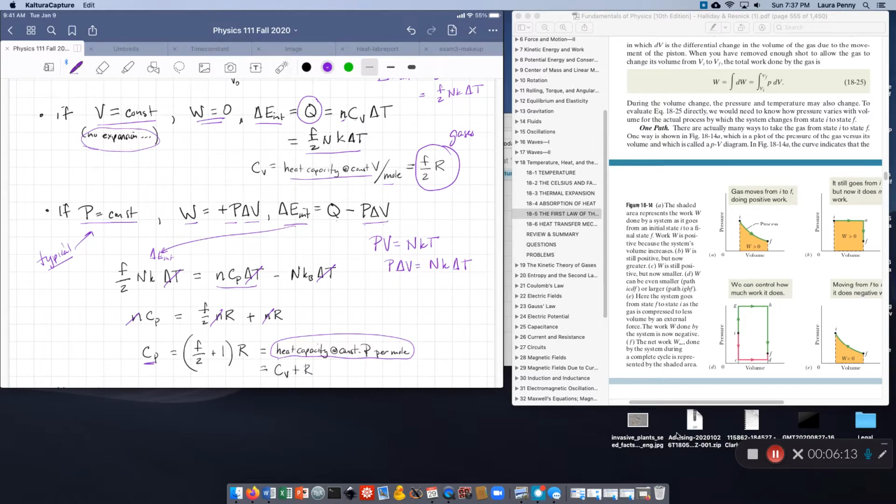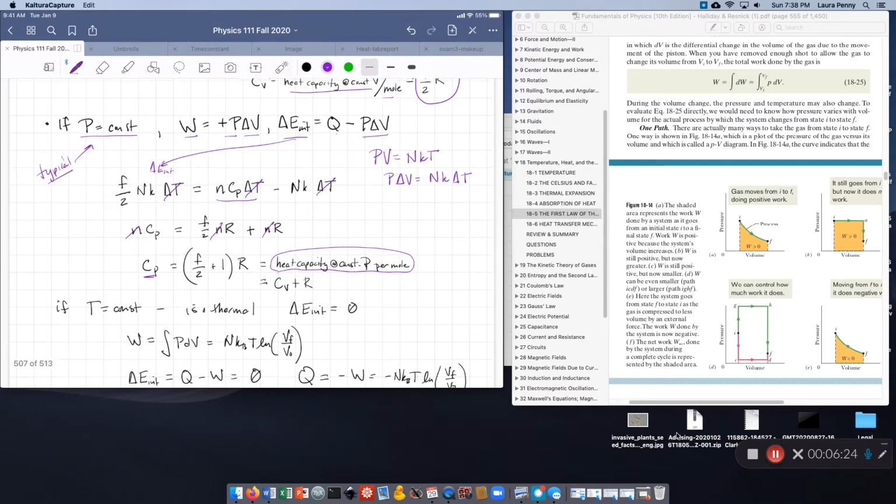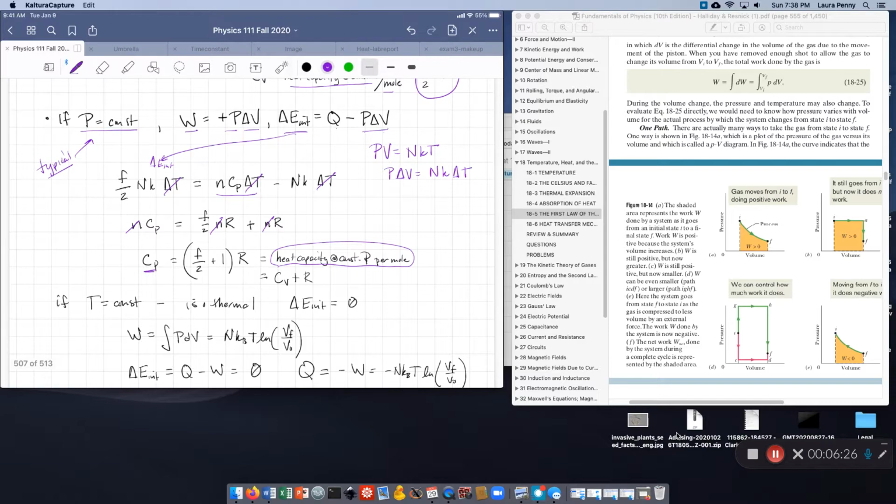And so I can write, again, let me get rid of that little K sub B. So I have N, K, delta T. So I have a delta T on both sides here, and I can get that the CP, the heat capacity at constant pressure per mole, is F over 2 plus 1 times R. Well, this is just CV.